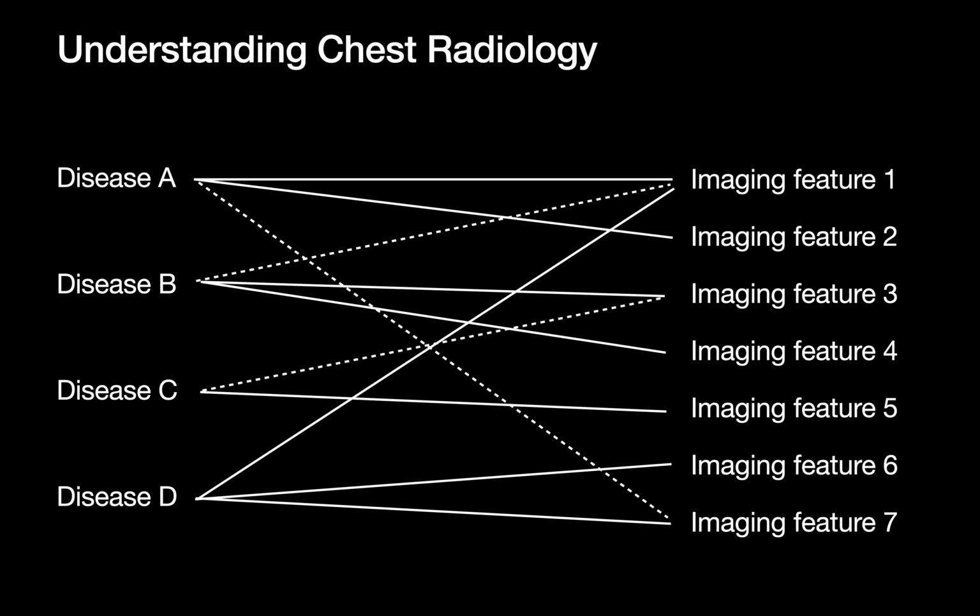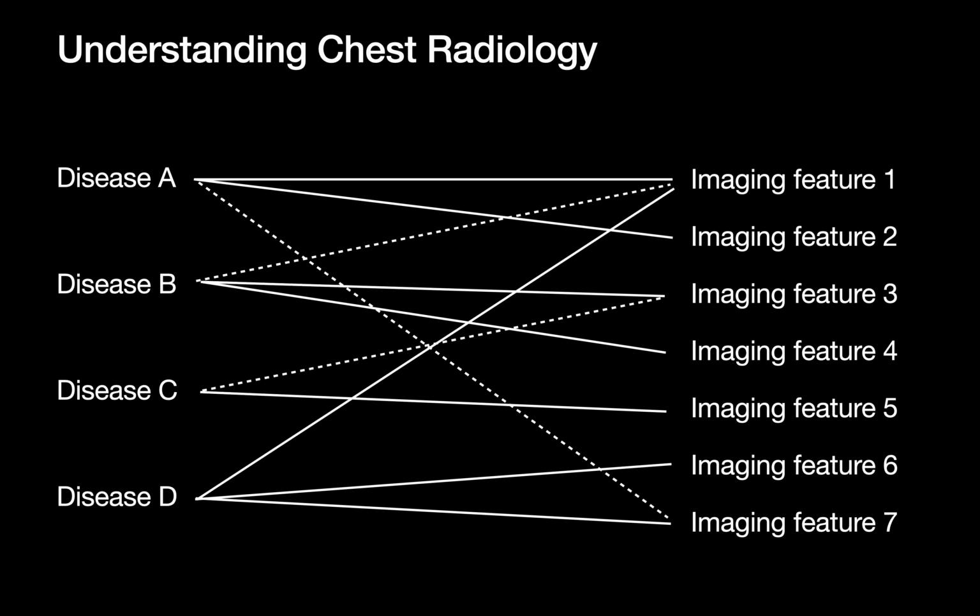They're not monogamous. One disease can produce several different imaging patterns, and one imaging pattern can be produced by several different diseases. That's what makes chest radiology hard. So we need a simple way to make sense of this web. There are basically two ways to learn it.